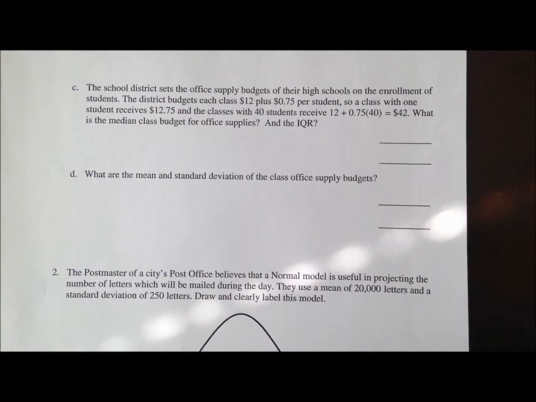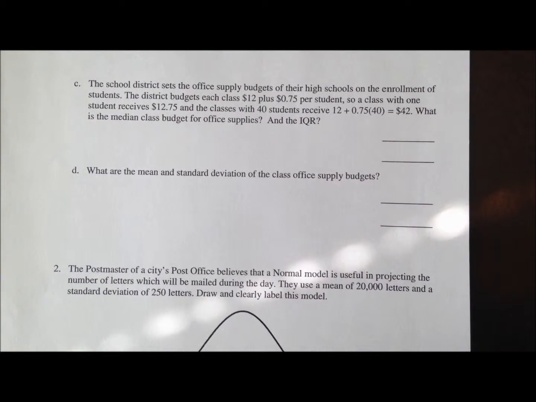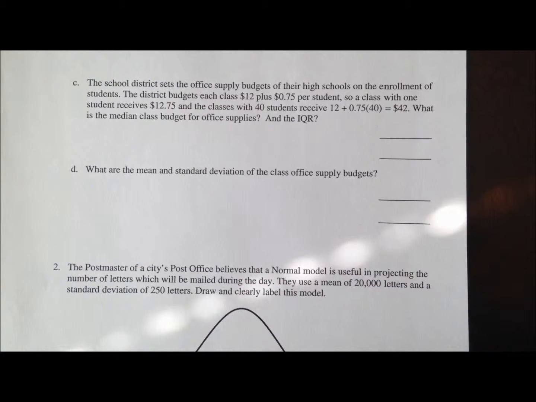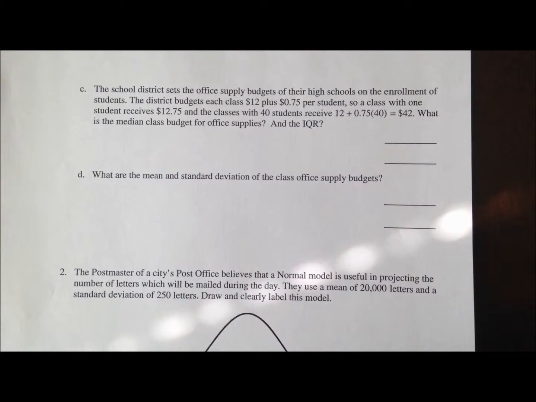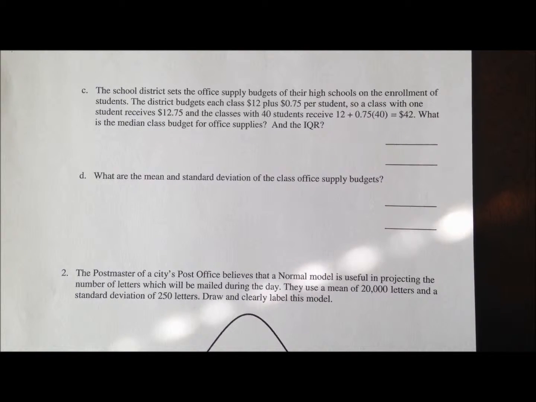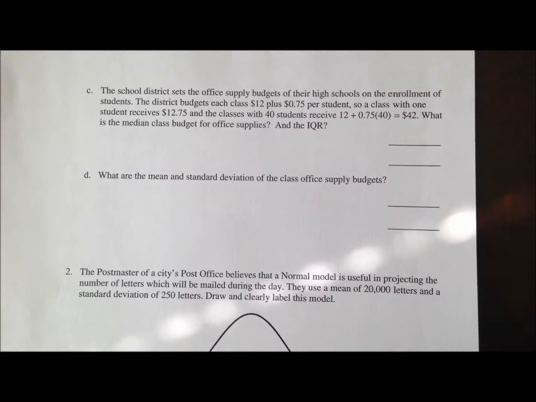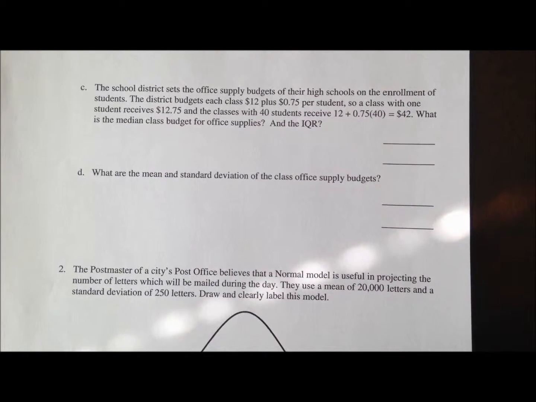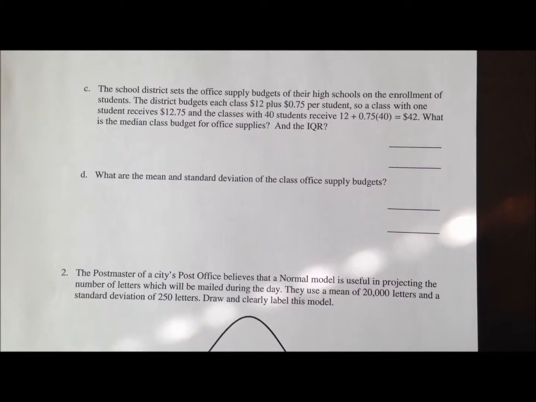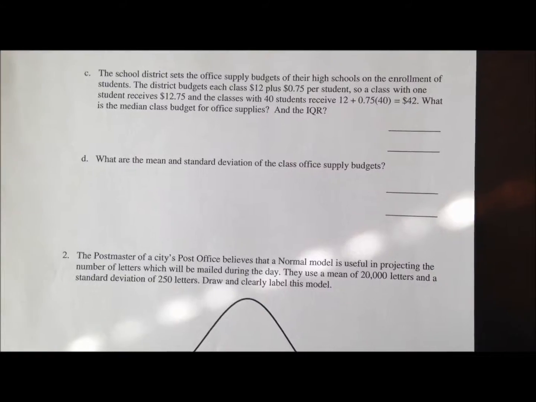So this is question C, and it says the school district sets the office supply budget of their high school on the enrollment of students. The district budgets each class $12 plus 75 cents per student. So a class with 1 student receives $12.75, and a class with 40 students receives 12 plus 75 cents times 40, which is $42. They would like to know the median class budget for office supplies and the interquartile range.